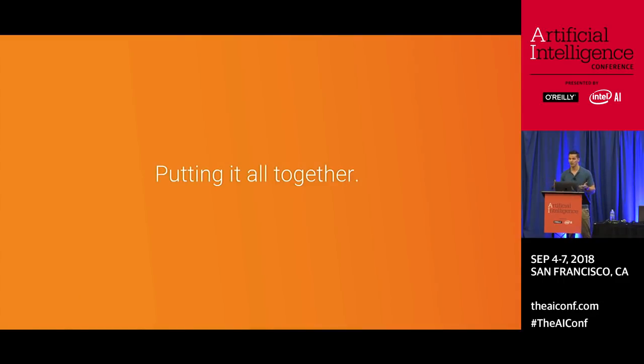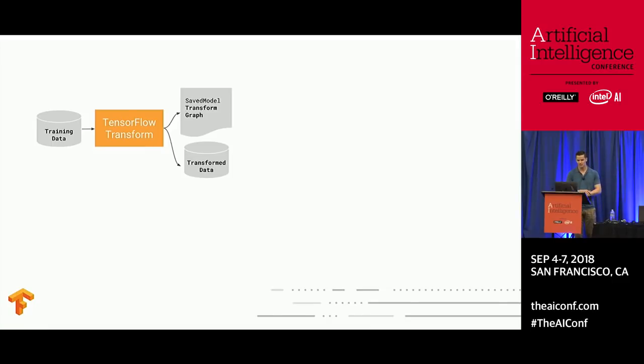Now, what does that look like if we put all of this together? It's relatively straightforward. In this case, you start with the training data. You use TensorFlow Transform to express your transform graph that will actually deal with the analyze phase to compute the metrics. And it will output the transform graph itself. And in some cases, you can also materialize the transform data.